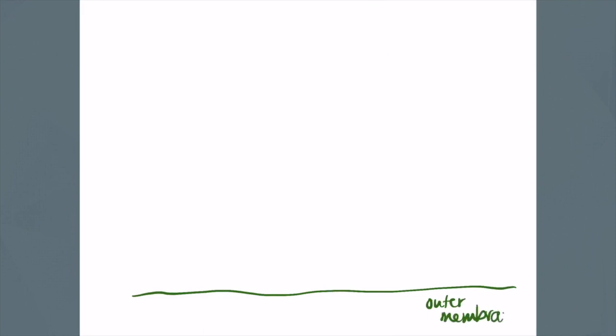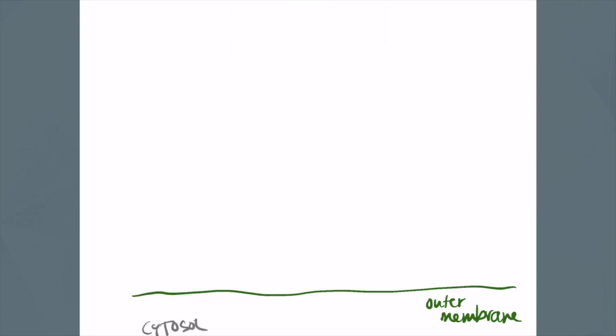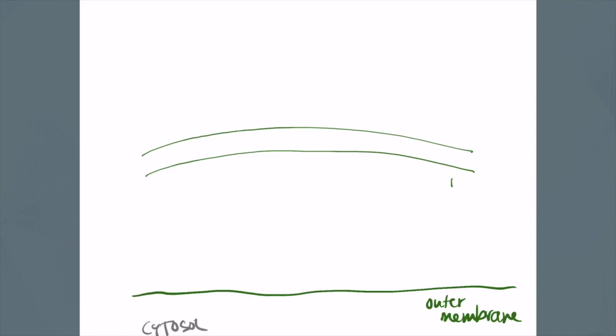I'm going to draw this out in that space you have in your notes. I encourage you to draw along with me. Let's just orient ourselves first. I'm going to make this green line the outer membrane, so that out here is the cytosol of the cell. And I guess the same colors, okay. And then we're going to make this guy here the inner mitochondrial membrane.